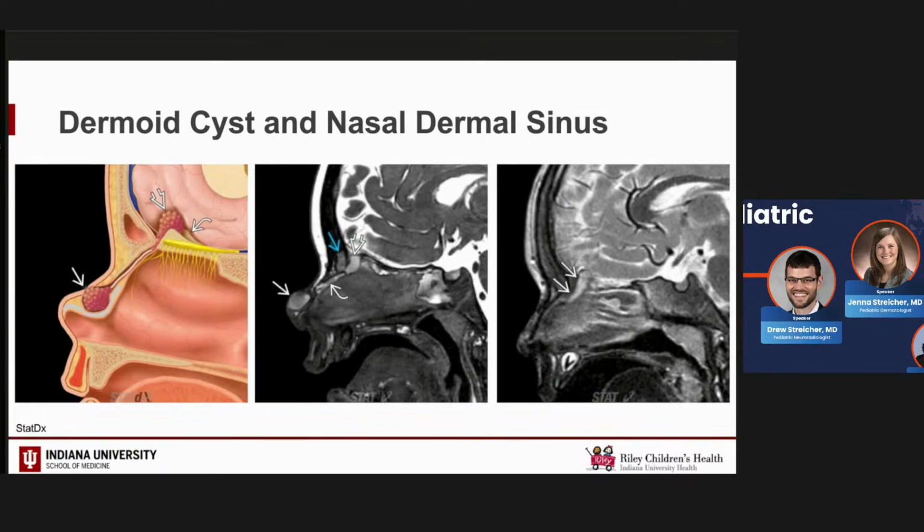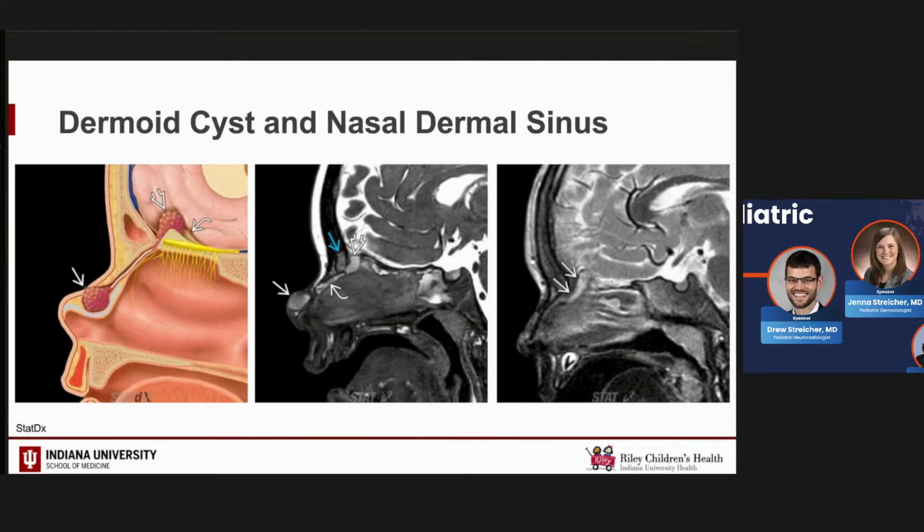So the middle image is a sagittal T2, probably a CISS sequence, so heavily T2 weighted, volumetric, nice and thin section sequence. And you can see that rounded T2 hyperintense lesion along the nasal dorsum with that T2 hyperintense tract extending through the nasal cavity up through foramen cecum. It doesn't really extend into the intracranial compartment, kind of stops at foramen cecum and widens it. But this is one that would get resected.